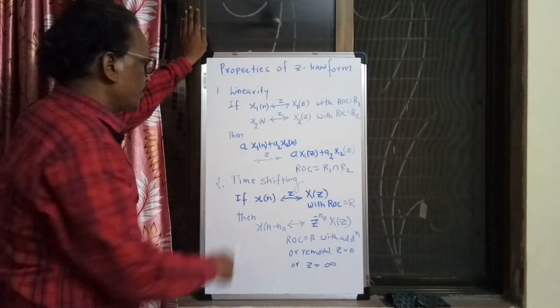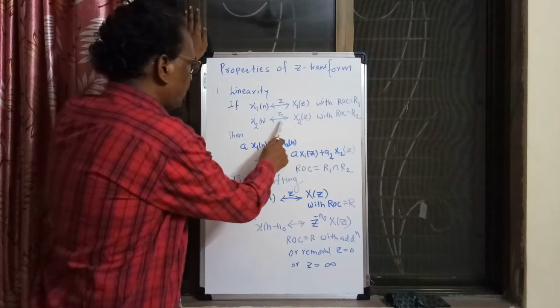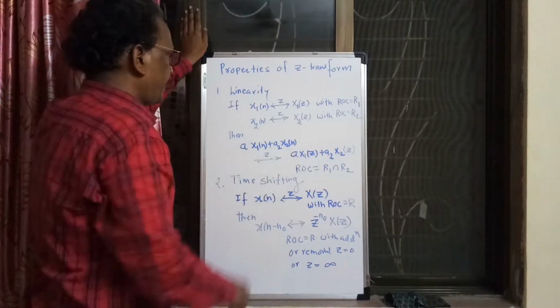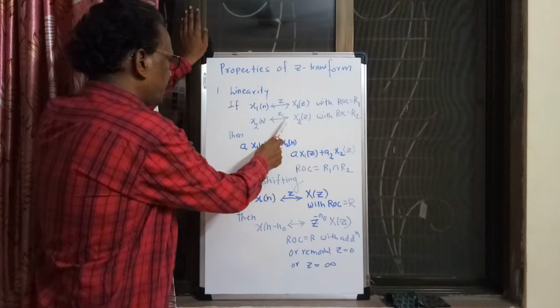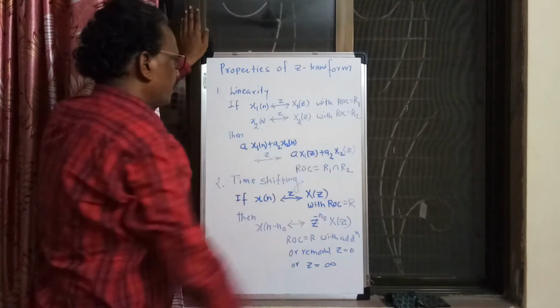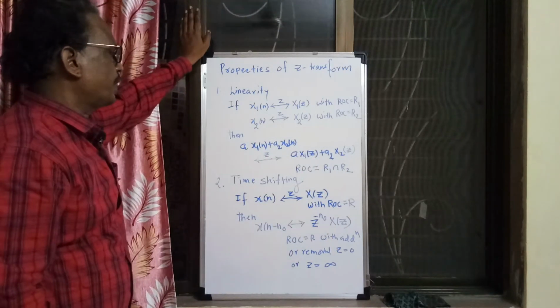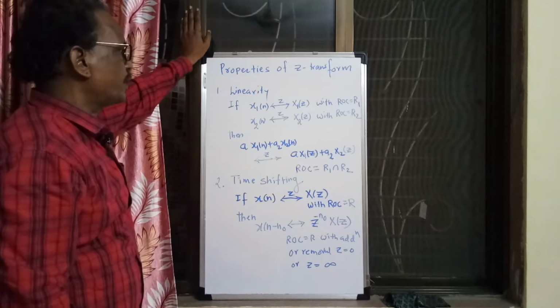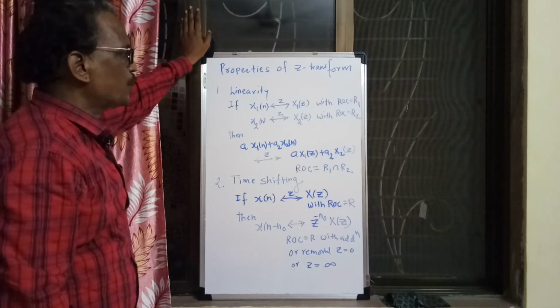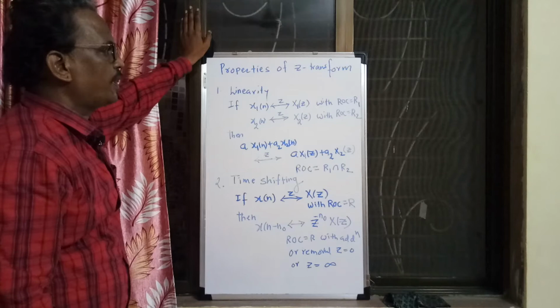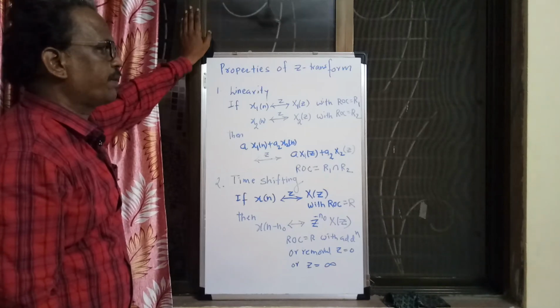And for the second sequence x2 of n, the Z transform is x2 of z, and the inverse Z transform of x2 of z is x2 of n, with ROC equal to R2. So x1 of n and x2 of n have Z transforms x1 of z and x2 of z, and their ROCs are R1 and R2. The ROCs are different.